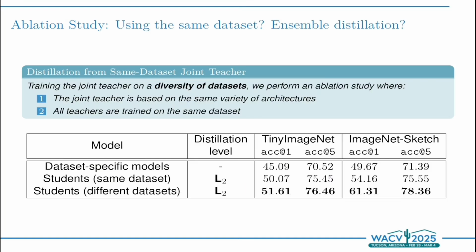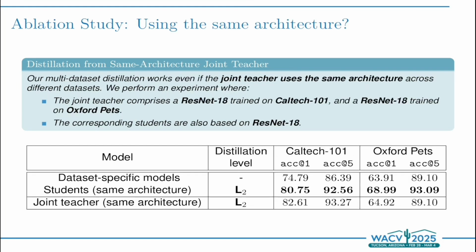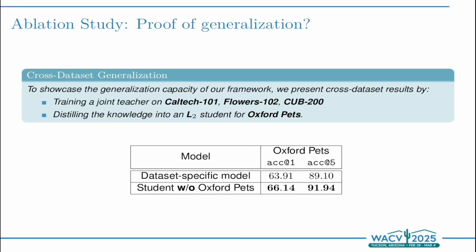We studied the impact of having different datasets in an experiment where our framework is performed only on a single dataset. In conclusion, having multiple datasets improves our method. We observed that applying our method to a single model architecture also works, leading to better results than the dataset-specific models. To address our initial claim about the generalization ability, we perform an ablation study where the joint teacher trains on representations from 3 different datasets than the one used by the student. In this case, our method also surpasses the initial model results.